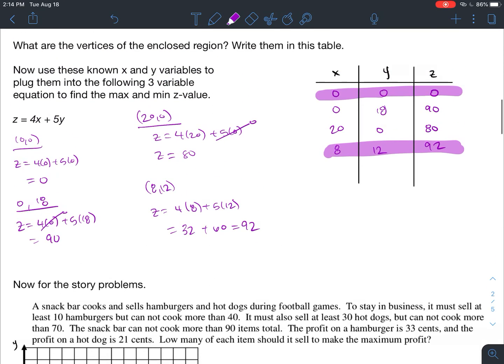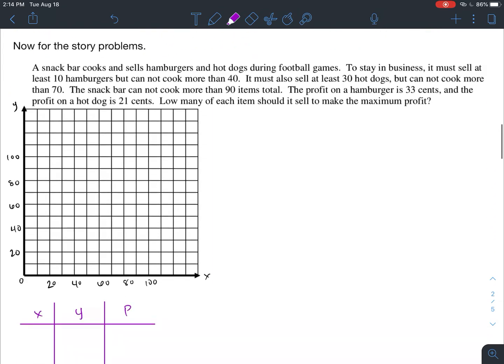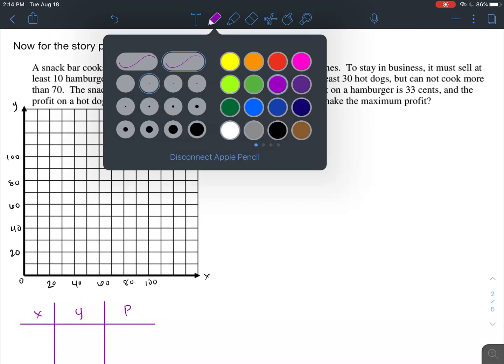It's going to ask you what your max and min is, so your max point occurs at 8, 12, 92, and your minimum point at 0, 0, 0. Alright, so now let's get into the story problems.